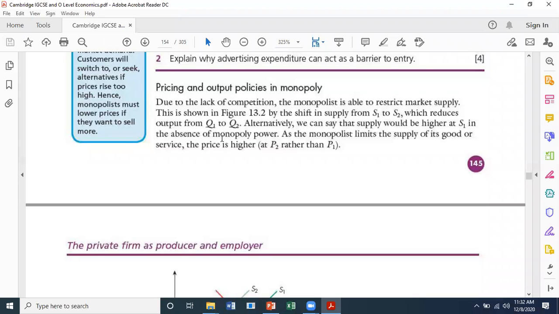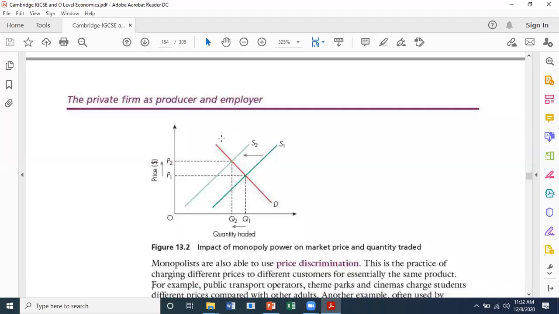Okay, pricing and output policies in monopoly. Due to the lack of competition, the monopolist is able to restrict market supply. This is shown in figure 13.2 by the shift in supply from S1 to S2, which reduces output from Q1 to Q2. Alternatively, we can say that supply would be higher at S1 in the absence of monopoly power. As the monopolist limits the supply of its goods or services, the price is higher at P2 rather than P1. Take a few minutes, look at the graph.